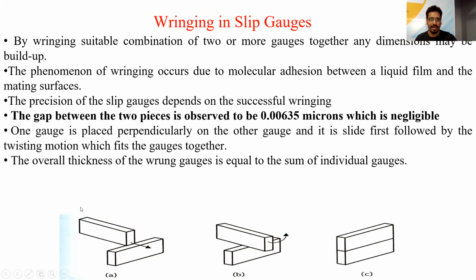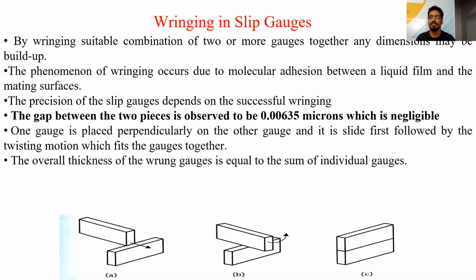If you see this diagram, we put one slip gauge over the other slip gauge in the perpendicular direction. Then in part 2, when they are put perpendicular to each other, we have to give a twisting movement to the slip gauge placed over the other slip gauge, and in this way your slip gauges stick together and successful wringing takes place.